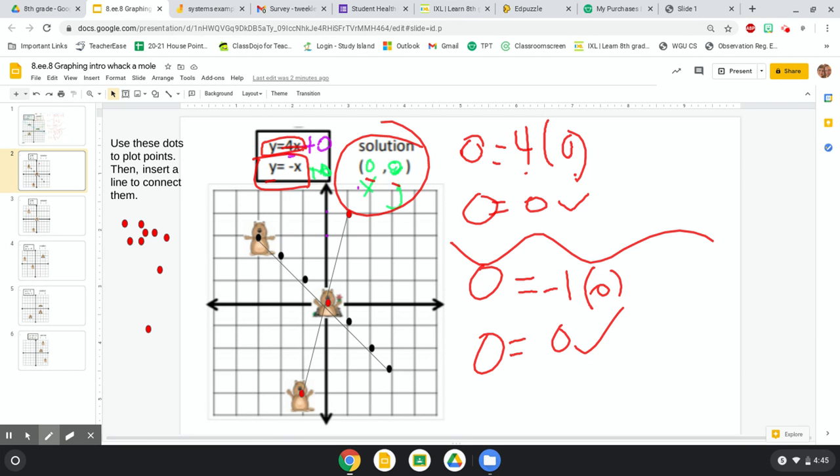Okay? Hopefully these examples helped. Once you do these 4 examples on the slides here, you can move on into the IXL practice.